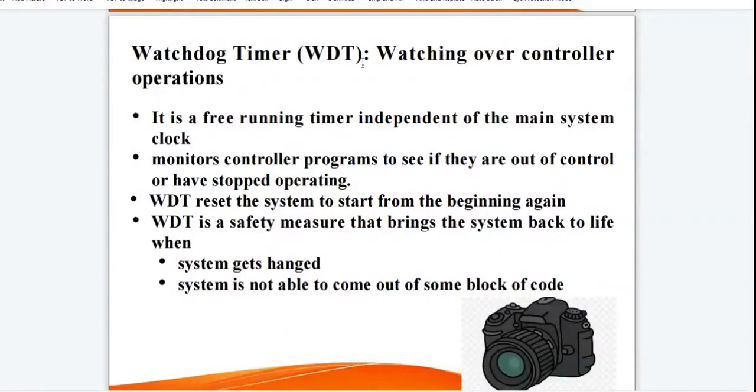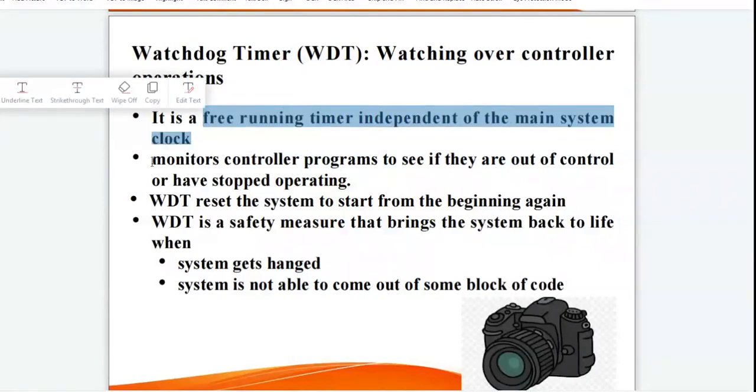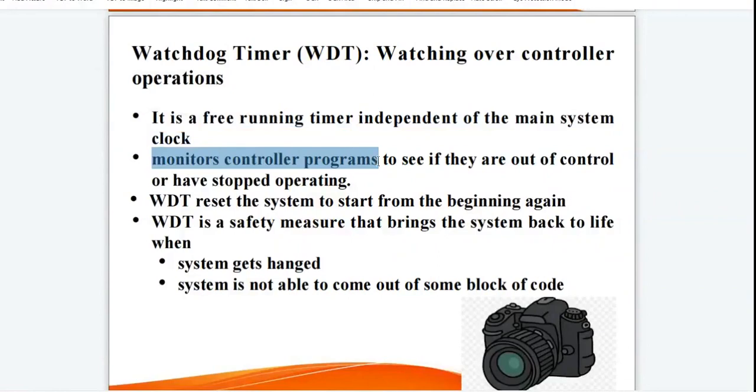Watchdog timer. Watchdog timer is used for watching over the controller operations. Watchdog timer is a safety measure that brings the system back to life when the system gets hanged and is not able to come out of some block of code. Basically, it's a timer. And again, it is a free running timer, which is independent of the main system clock. It monitors the controller programs to see if they are out of control or have stopped operating. Watchdog timer resets the system to start from the beginning again.